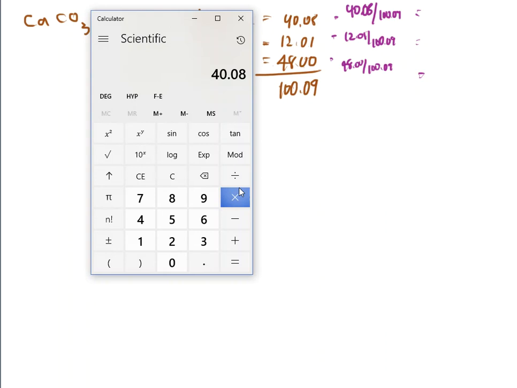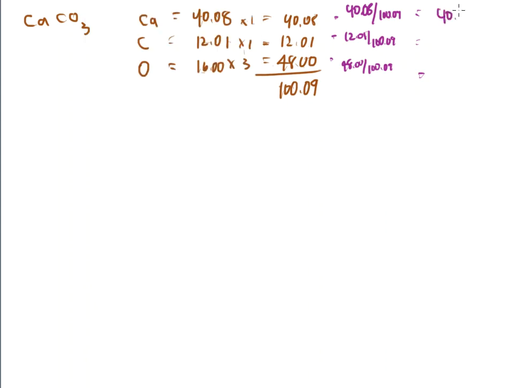So 40.08, then we're going to divide that by 100.09, just like we did before in the previous video. And then we multiply by 100 to change it into a percentage. And I get 40.04%. So notice that the number changed a little bit, but not by much. And again, it's because I'm dividing by basically 100 in a way.